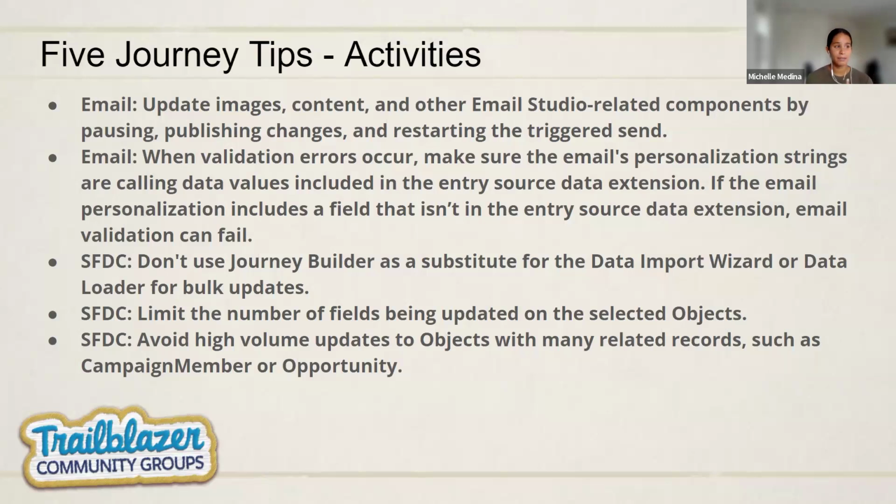So for emails, and I mentioned this, if you make any updates to the email, you have to pause the journey and restart it after you make those edits. Also, if there are any email validation errors happening, just make sure that those personalization strings are calling data values that are included in, for this example, the data extension entry source. If the email doesn't include that field that you're using, it's going to throw that validation error. And then the last three tips that I have were for most of the Salesforce Sales and Service Cloud activities.